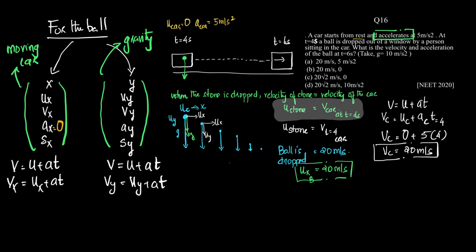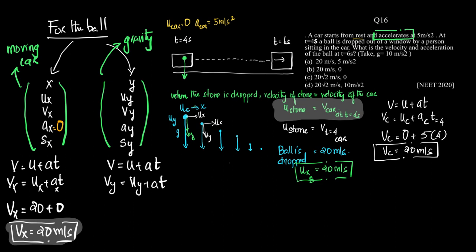We just found out that the value of ux is equal to 20 meter per second. So vx can be written as 20 meter per second plus acceleration along the x component, which is 0. So vx is equal to 20 meter per second. So that is one finding that we have made. What is the next one?